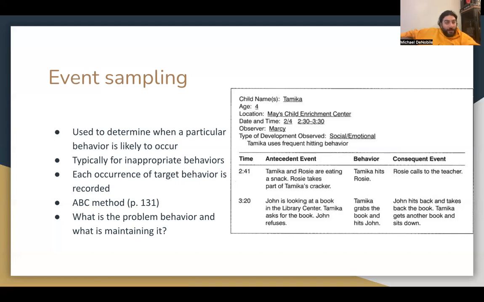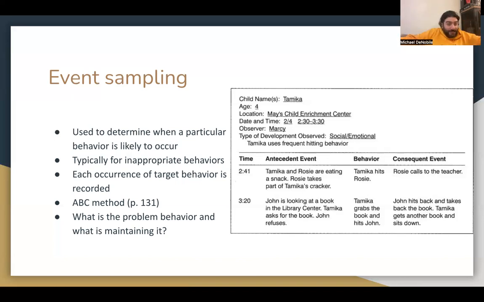It really looks like, based off of this event sampling, that Tamika does not know how to process when things aren't going her way, even if it's legitimate, like Rosie taking the cracker from her, or if it's not legitimate, where John refuses to give her the book, which John doesn't have to give her. But the point is that she responds inappropriately with hitting.